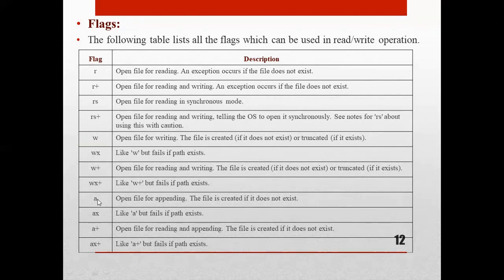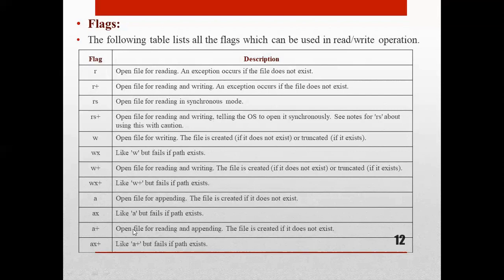Then next flag is A, that is for open file for appending. It will create a new file if that file is not present. If the file is present, it will append the content. Then next flag is AX, like A, that means open file for appending purpose. It fails if the path of that file already exists.